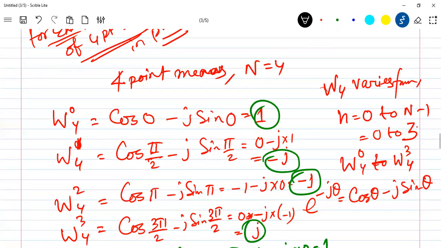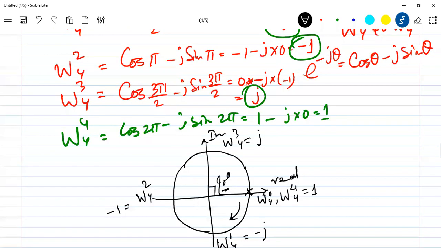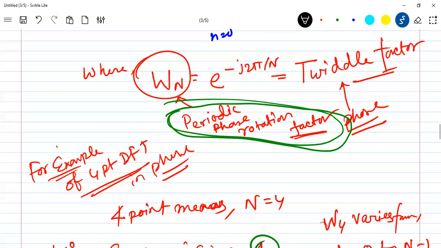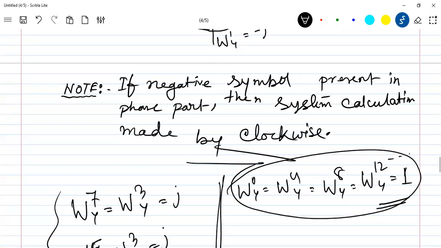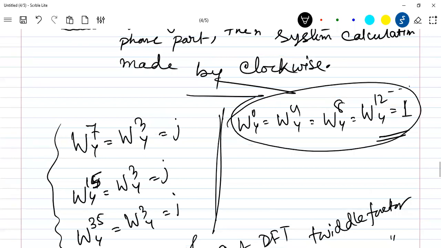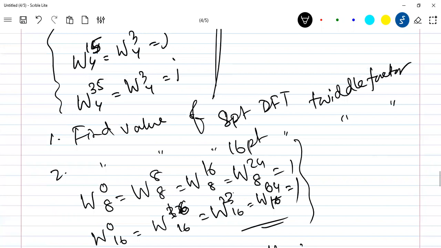4-point means values from 0 to 3. Based on the values, we also drew some circles and proved why the twiddle factor is called the periodic phase rotation factor. We also noted that if a negative sign is present in the phase part, then the rotation is made clockwise. You just remember this part. Based on that, we also found that for the multiplication factor, in the case of the 4-point twiddle factor, we always got the value 1. And I gave you two questions as homework: find the 8-point and 16-point values using the calculator.